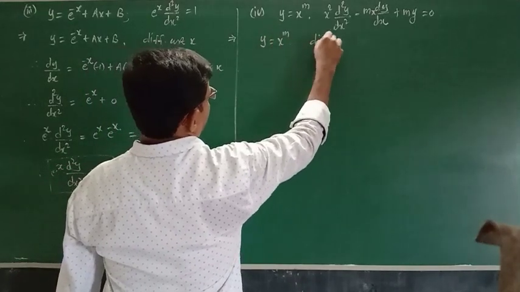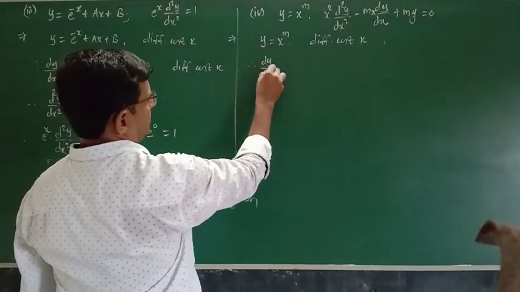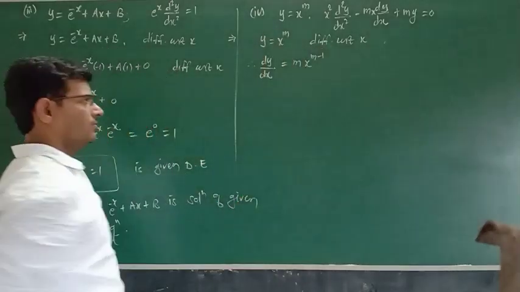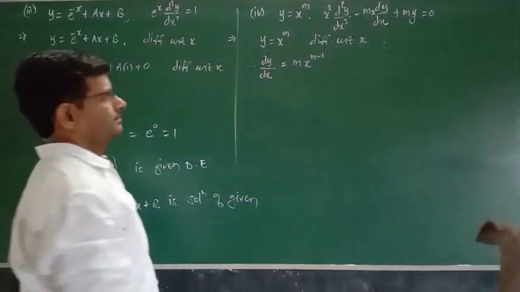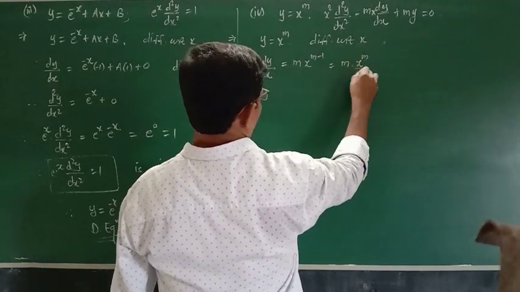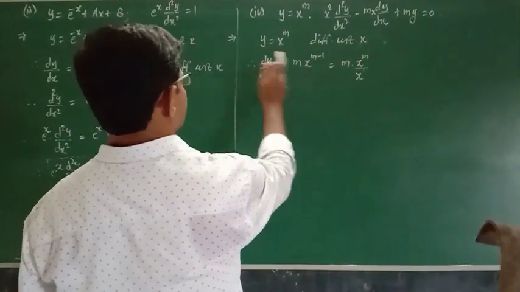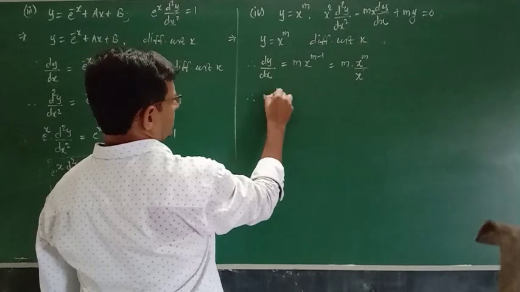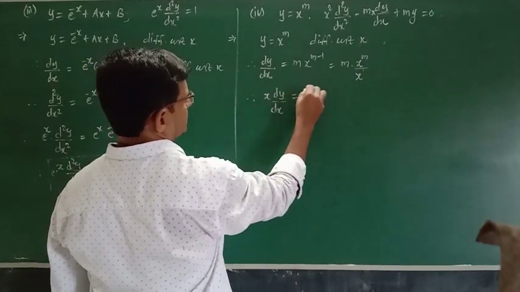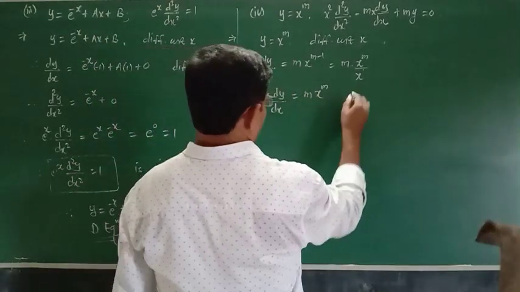We differentiate with respect to x. So dy by dx is equal to m into x raised to m minus 1. Multiply by x on both sides. So x dy by dx is equal to m x raised to m.